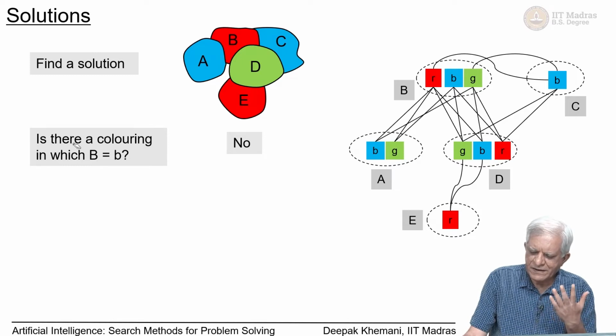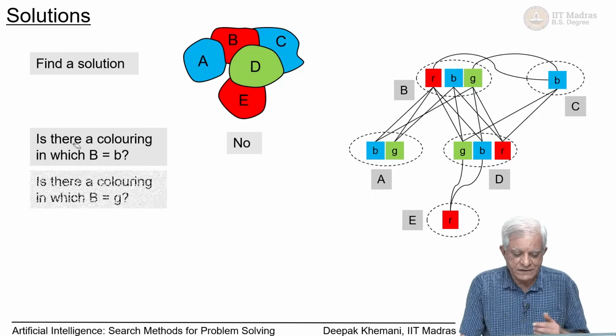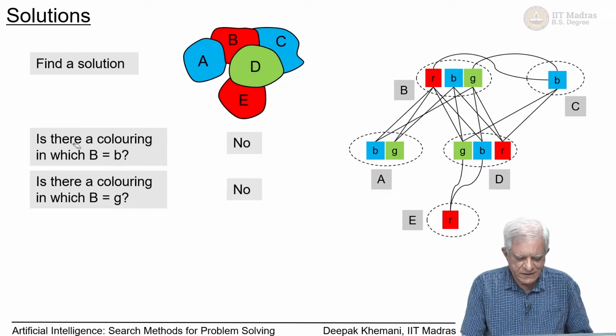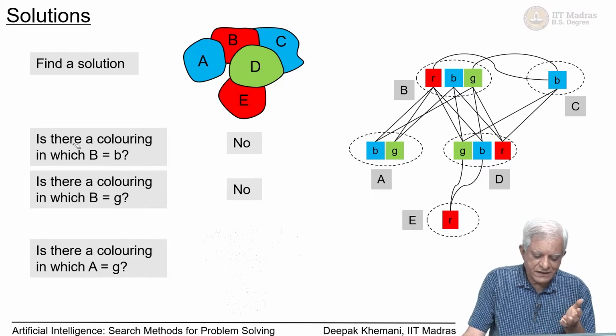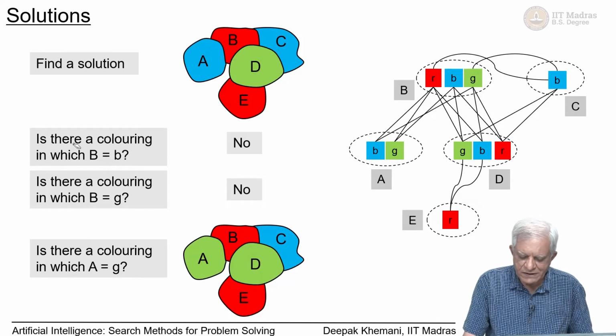What do you mean by that? It will not satisfy the constraint that touching regions have different colors. Is there a coloring for which B is equal to G? Again the system should come back and say no, essentially. You can say, is there a coloring in which A is G? Then it will produce another coloring which is possible. In fact, in this example, these are the only two colorings which are possible.